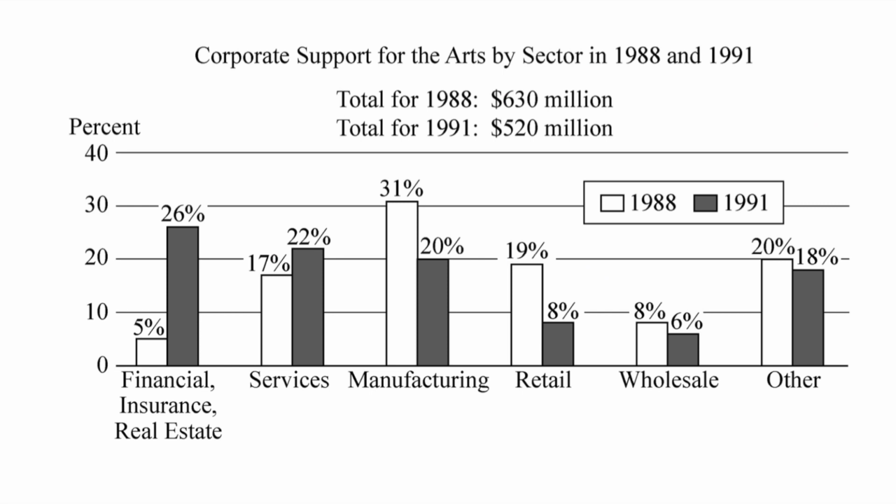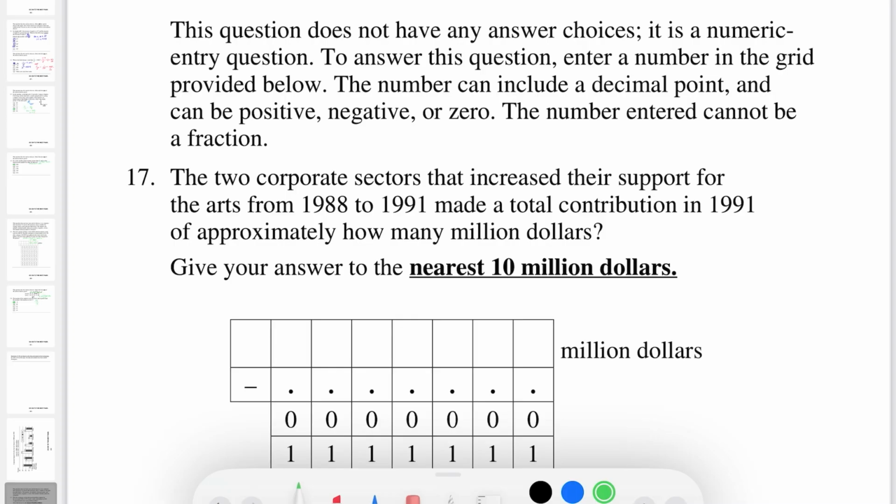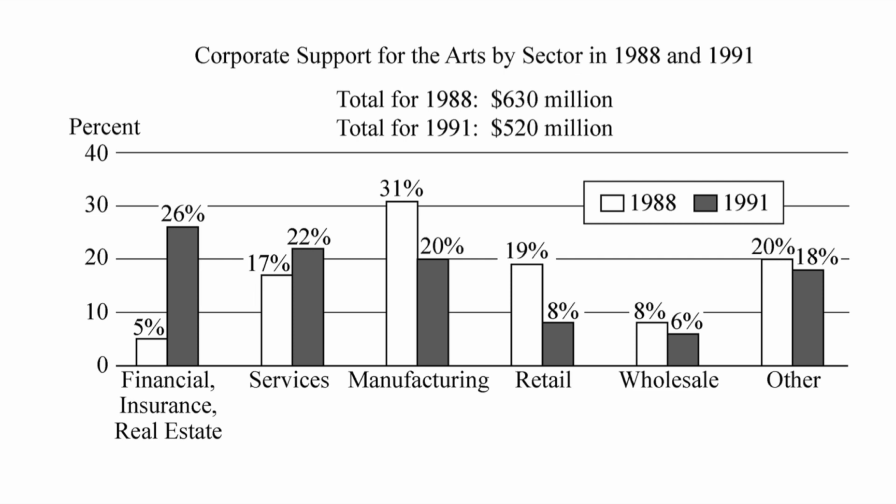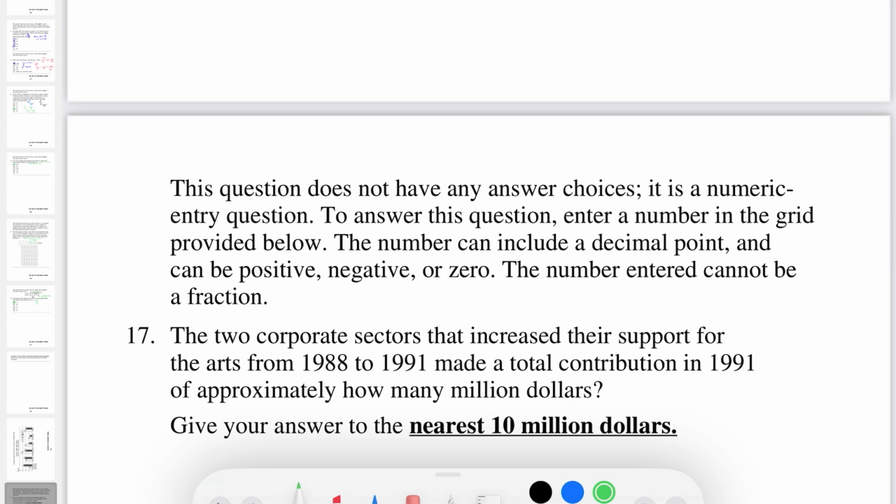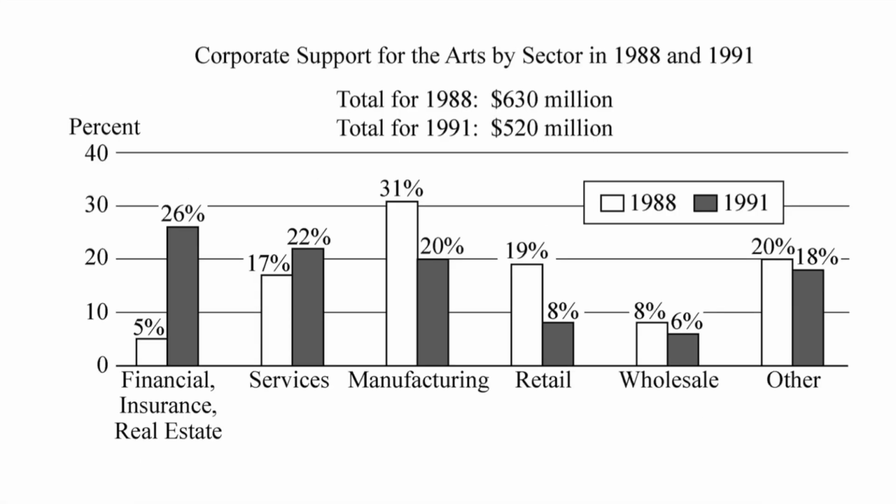All right, next we have our data problems, and this is the graph that we're given. So the 2 corporate sectors that increased their support for the arts from 1988 to 1991 made a total contribution in 1991 of approximately how many millions of dollars? So the graph gives us the total for 1988 and the total for 1991. And first we have to find the 2 corporate sectors that increased their support. So presumably there will only be 2.